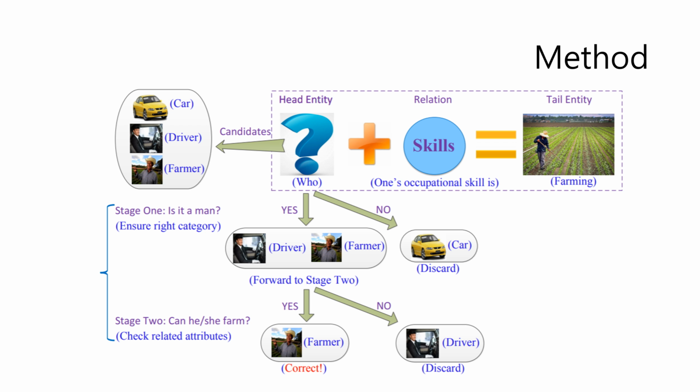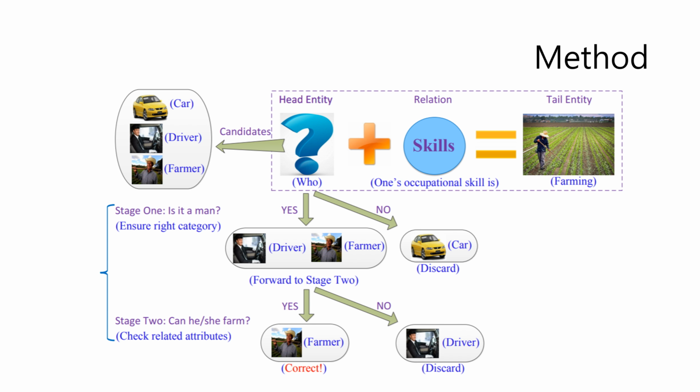This is a simple illustration of our motivation. Above is a simple prediction task. From a human perspective, we usually reject entities from wrong categories first, so car is not an option. Then we will focus on the relation-related attribute, occupational skills, and choose farmer.